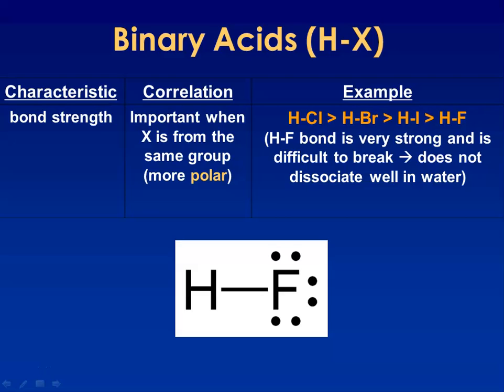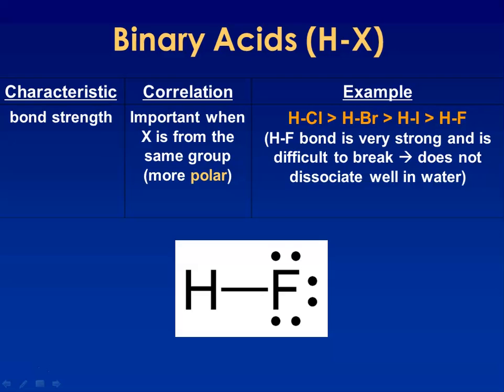There is one notable exception, and you see that over here in the example, and that would be HF. The most electronegative halogen is fluorine, so it would have the greatest electronegativity difference between hydrogen and fluorine, and therefore would have the most polar bond. HCl would have the next most polar bond, then HBr, and then HI.